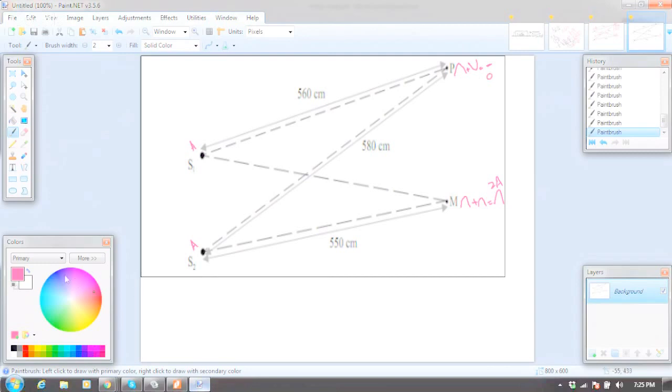But now there is a twist in the situation. This time there is amplitude 2A from here and there is amplitude A from here. This time when these waves arrive here, one wave has an amplitude 2A, the other one has an amplitude A, the crest is appearing on crest, so the total amplitude will be 3A. If you remember, the principle of superposition said that the resultant amplitude is the algebraic sum of individual amplitudes.